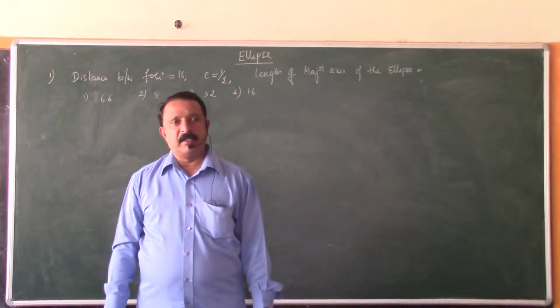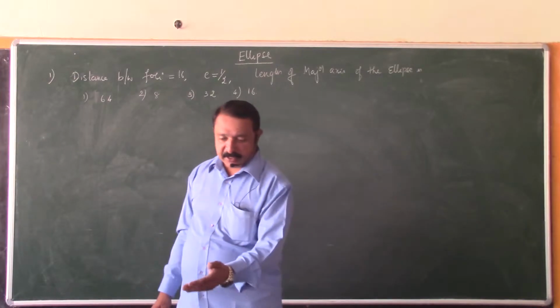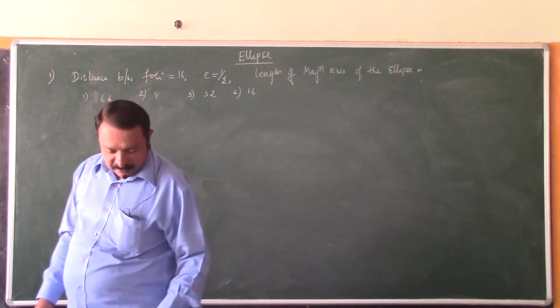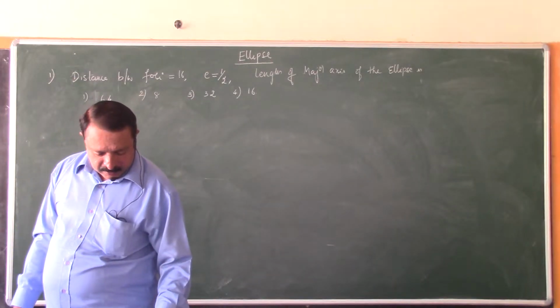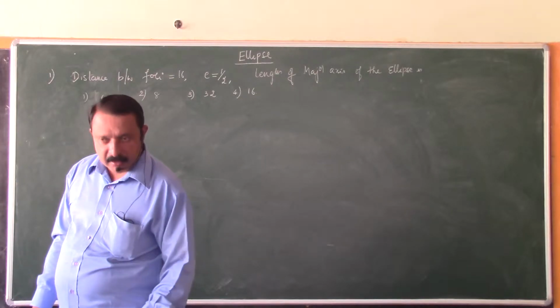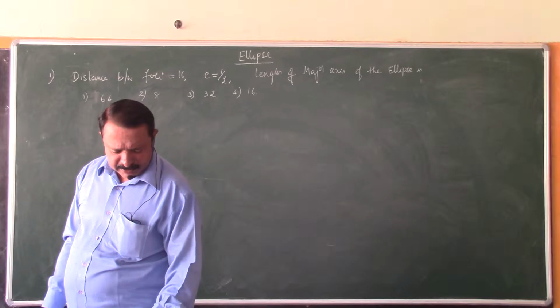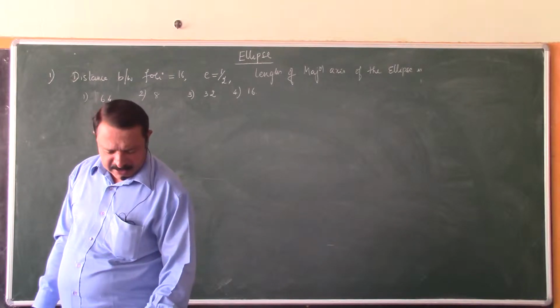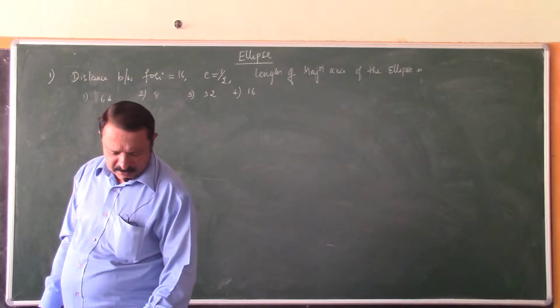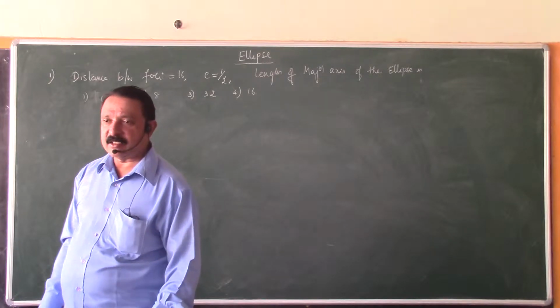Okay. Now let's take up the problems asked in the previous year entrance exam. The first problem is: the distance between the foci is 16 and eccentricity is half. Then what is the length of the major axis of the ellipse?